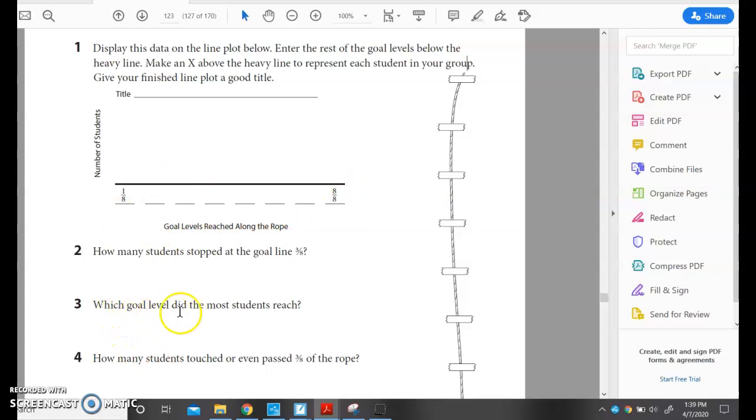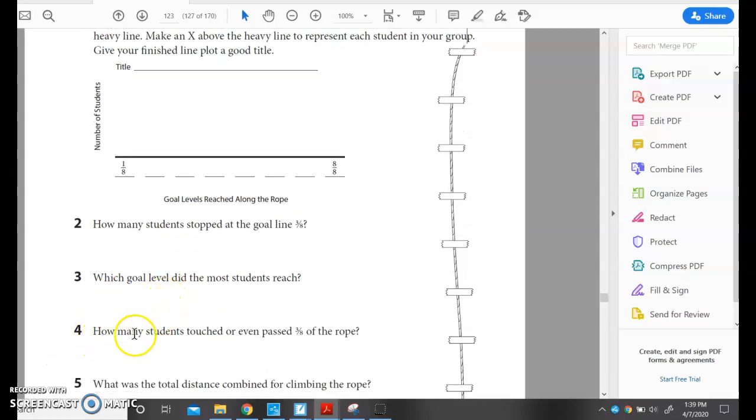Number 3, which goal did the most students reach? Okay, remember that's like our mode. How many were most often? Number 4, how many students touched or went past 3/8? So you can count 3/8 and higher. So how many students touched 3/8 or went higher?